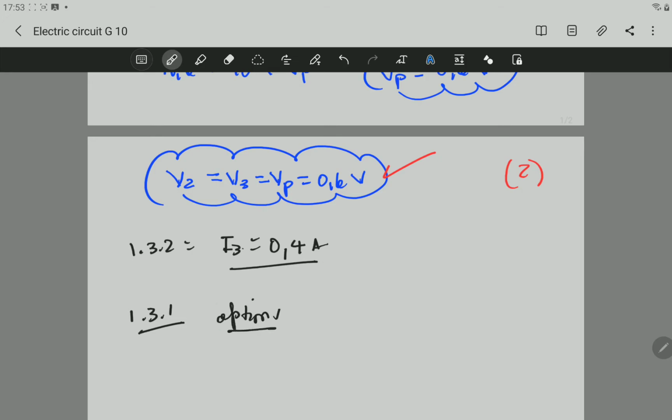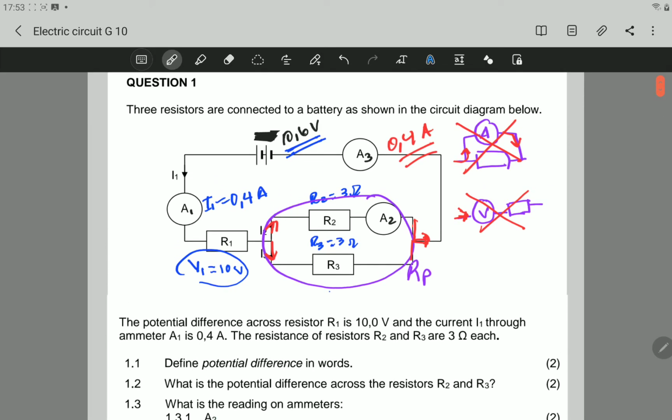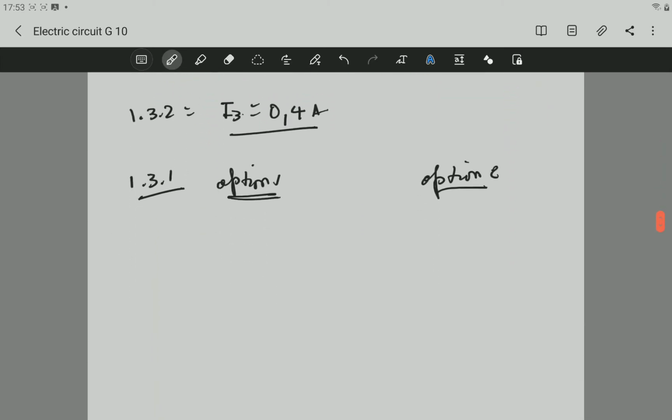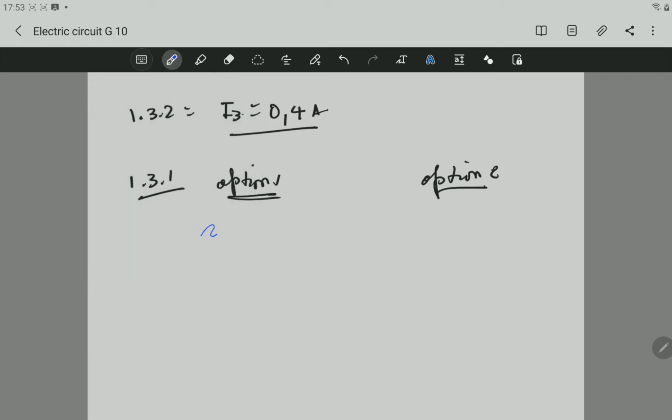Option 1, option 2. So let's look at option 1. Option 1, we can use Ohm's law, which was done already. Remember in Ohm's law, the formula to calculate current is that current is equal to potential difference divided by resistance.